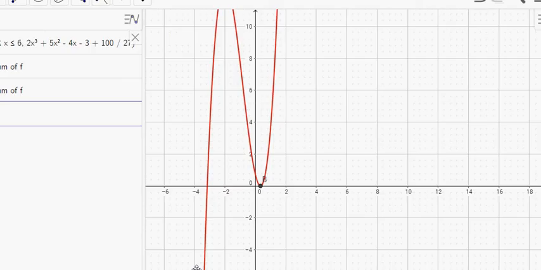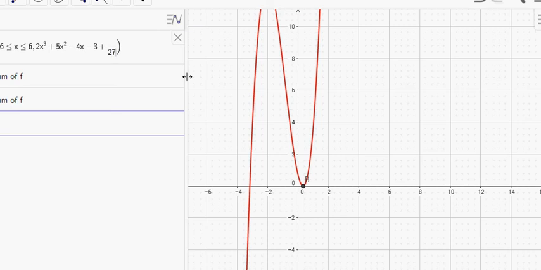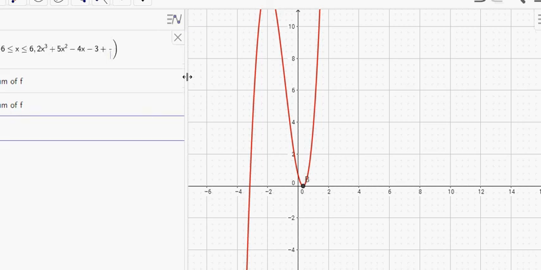So our answer really then, or one part of our answer, is that a has to be greater than 100 over 27. Okay, so what's our other option then? Let's have a look. Let's go back to our graph again. Let me just go back here again and take that out. So if I remove that, let's see if I can just delete this.